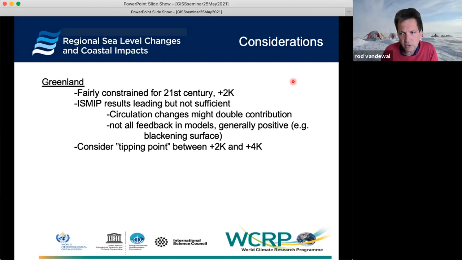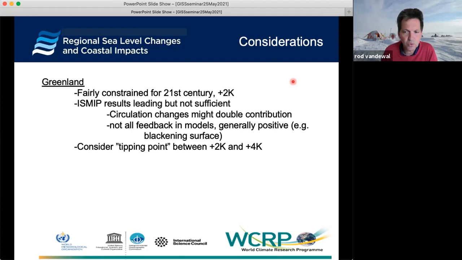That's one argument. And the other argument which complicates an estimate from Greenland is that it's also recognized that not all the feedbacks are in the models. And there's the general idea that there are more positive feedbacks which are not incorporated than negative feedbacks. For instance, the blackening of the surface is one thing which is usually not taken into account, or the albedo decrease related to more meltwater on the ice sheet is also often not taken into account.